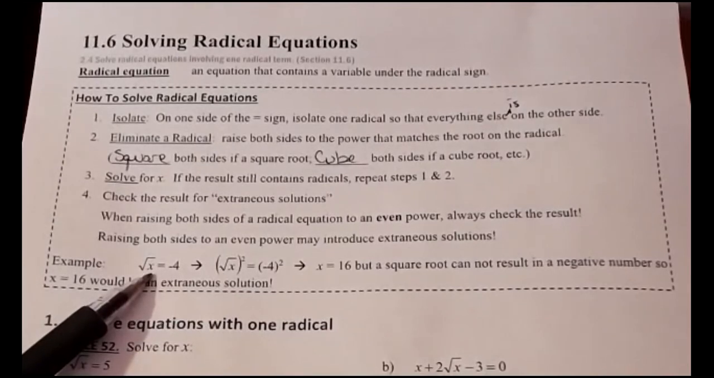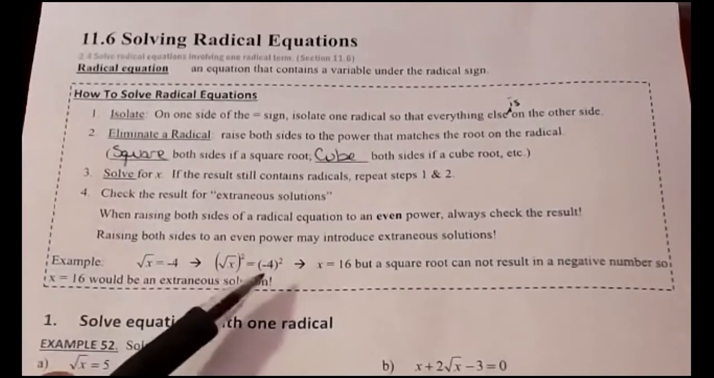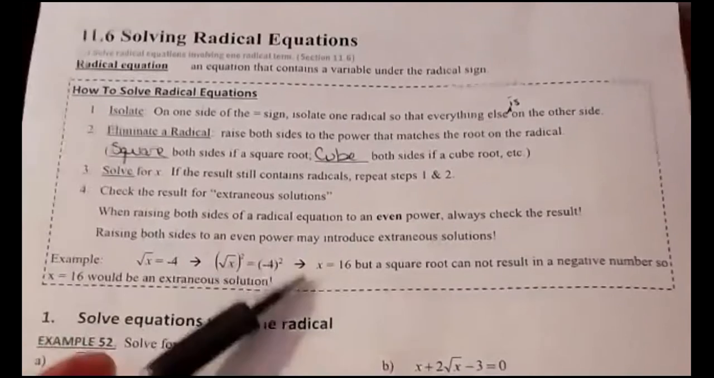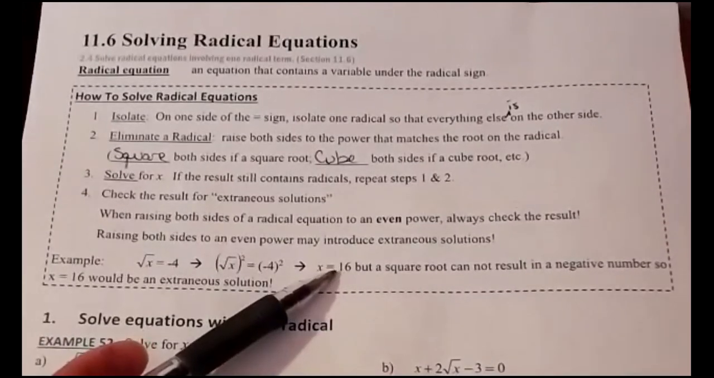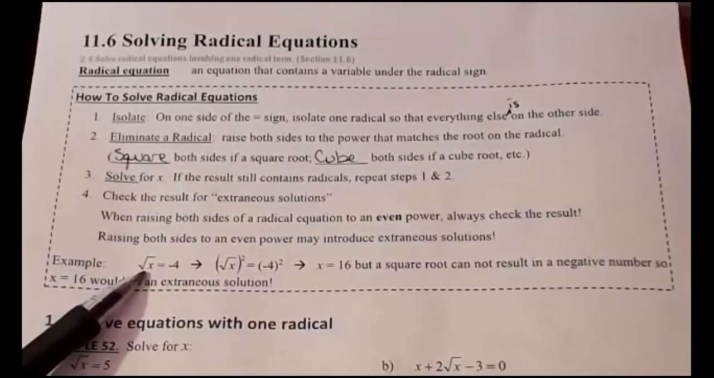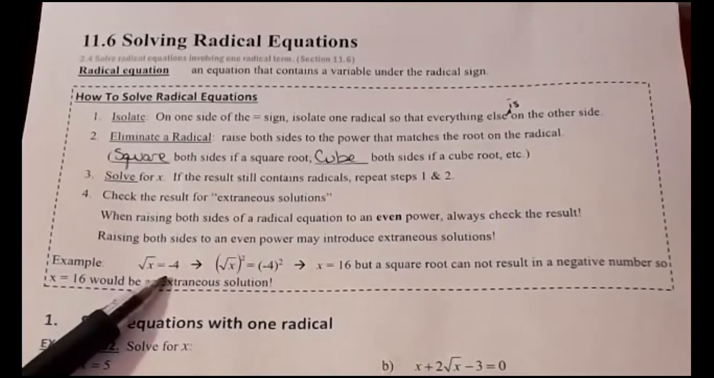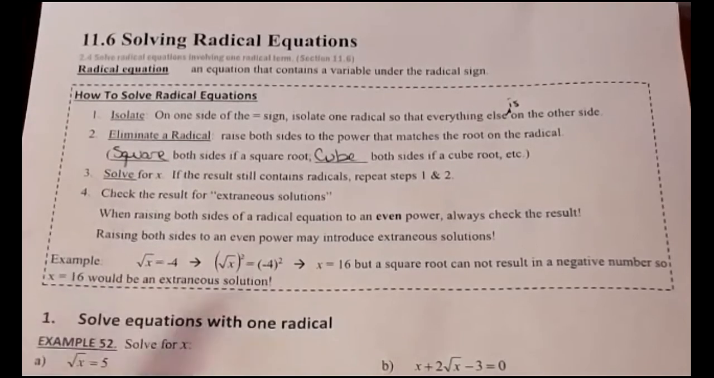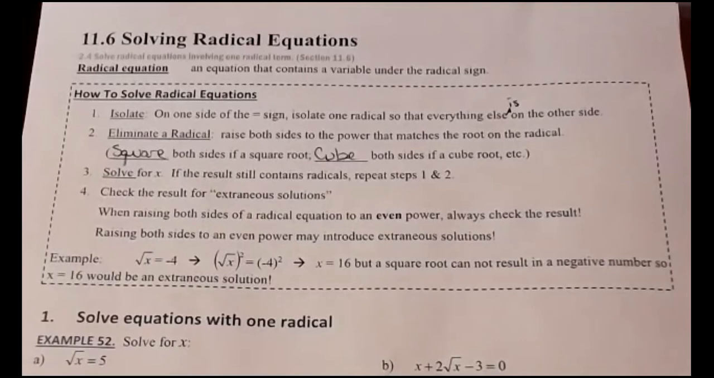However, if you didn't recognize this and you did square both sides and you found that x was 16, if you tell me that your answer is 16, I'm going to say, did you try plugging it in? If you plugged 16 into your original problem, the square root of 16 is +4, not -4. So that means 16 would be the extraneous solution. So there would be no answer. You would write no solution.